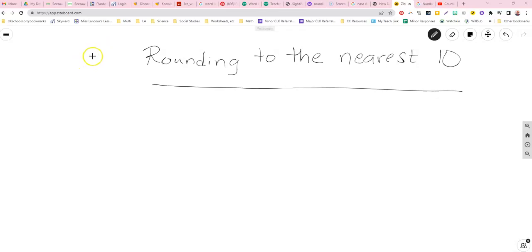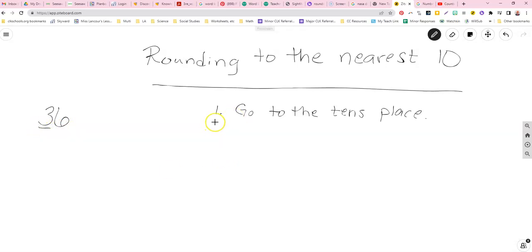Today we're going to look at rounding numbers to the nearest 10. So I'm going to place the number 36 on the screen. When I round to the nearest 10, the very first thing that I want to do is go to the tens place. Okay, so if I look over at my number, the 6 is in the ones place and the 3 is in the tens place, and I'm just going to underline that.